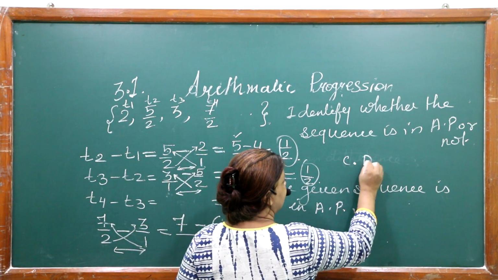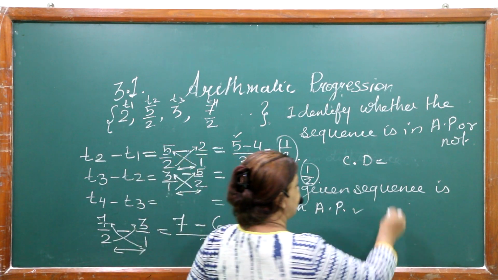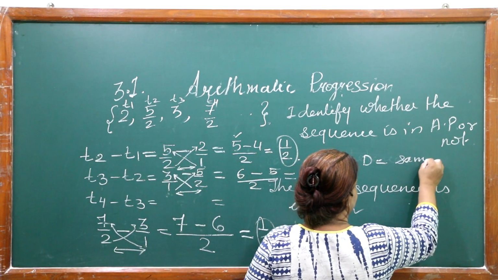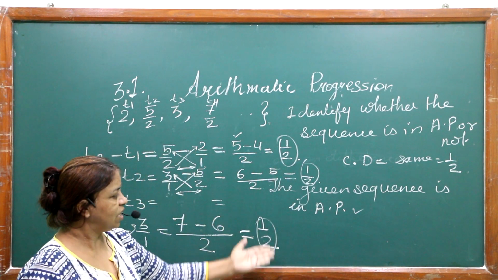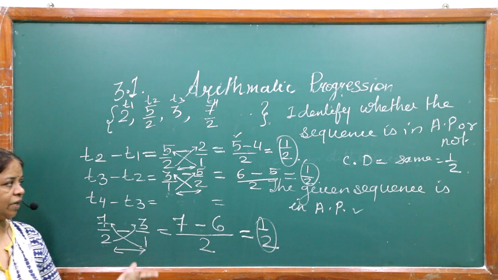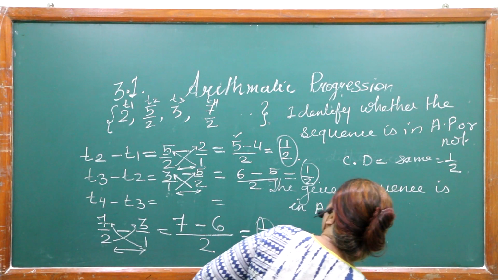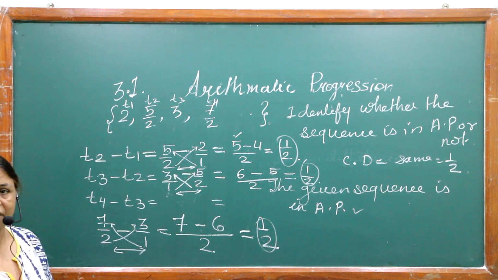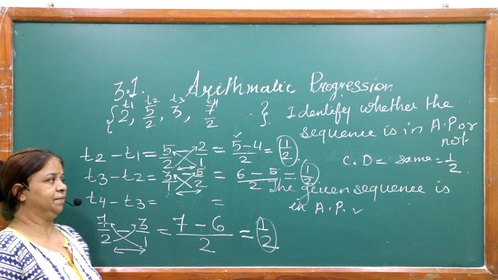So the common difference is same. I am writing CD. You will have to write it down in your notebook. The common difference is same, that is 1 by 2 between the two consecutive terms, and therefore the given sequence is in AP. Okay, now I am rubbing. You must have noted, children. I am waiting for you so that you can copy it down.